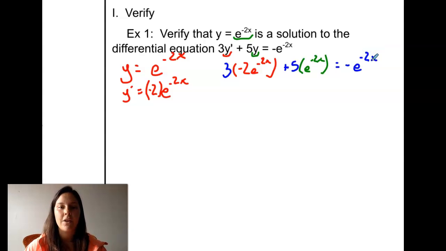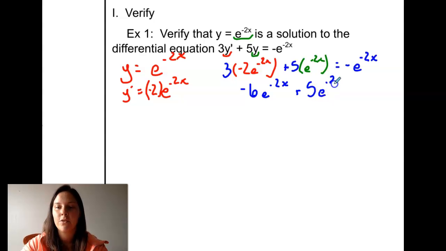Now it's just a matter of simplifying. 3 times negative 2 gives us negative 6 e to the negative 2x. Plus, we've got 5 times e to the negative 2x equals negative e to the negative 2x. And I'm sure you can all see where this is going once we combine those like terms on the left. Negative 6e to the negative 2x plus 5e to the negative 2x does indeed give us that negative e to the negative 2x power, which was our goal.